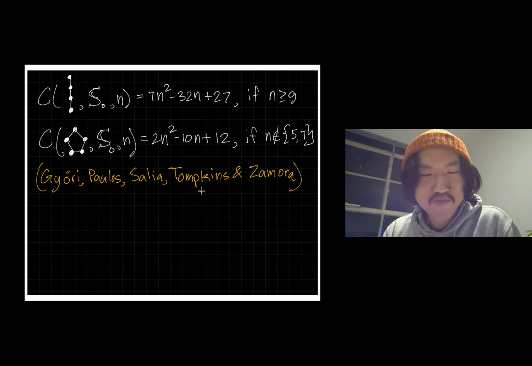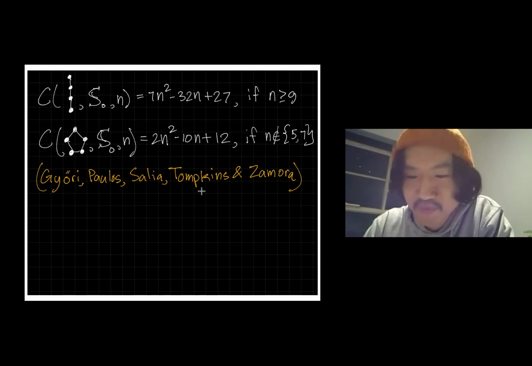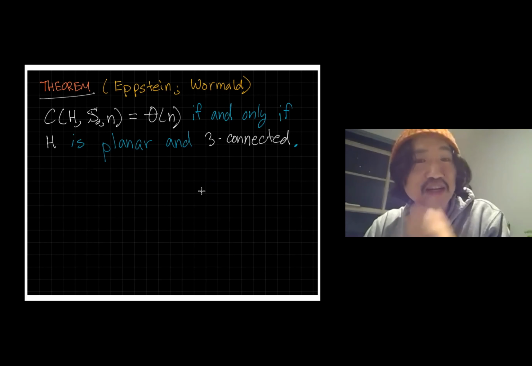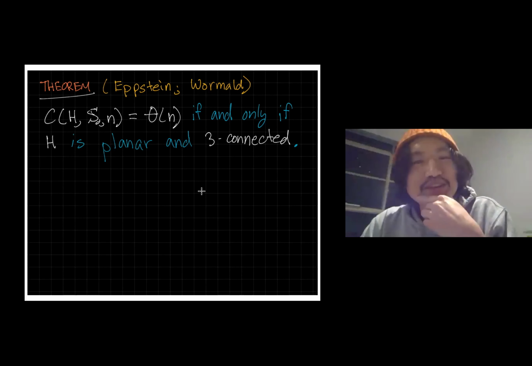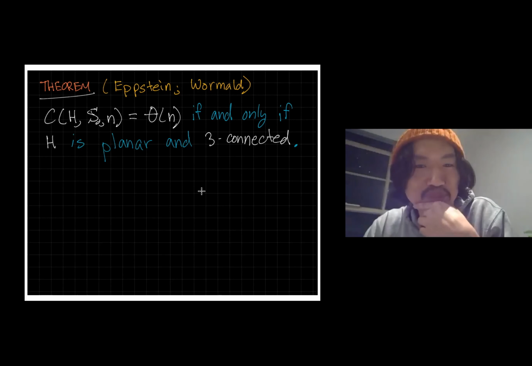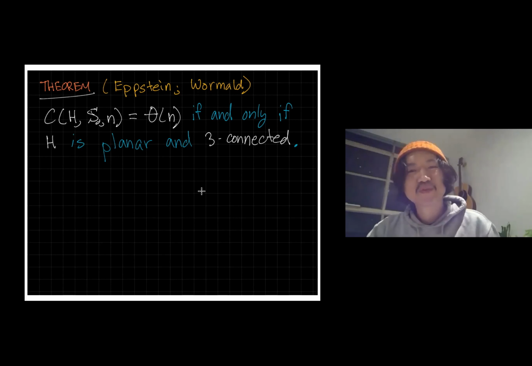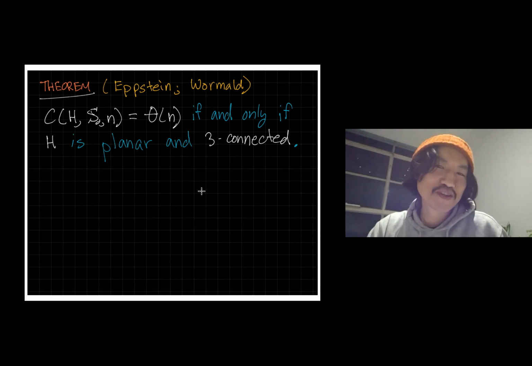So we want a theorem that works for all graphs and also all surfaces, but we can only hope to get the answer within a constant factor. Here is a theorem along the lines of what we want. For the sphere, it says that this extremal function is linear if and only if your graph is planar and three connected. So this is almost an answer along the lines of what we want.